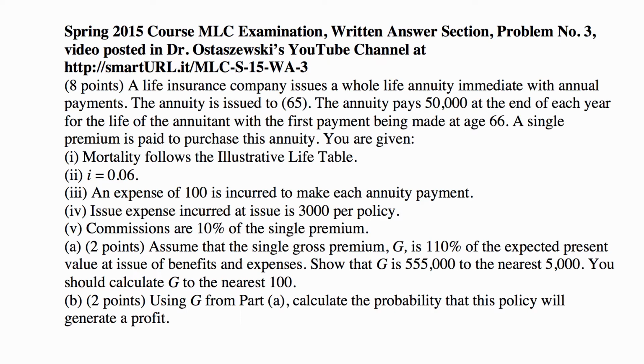Part A says, assume that the single premium G is 110% of the expected present value at issue of benefits and expenses. Show that G is 555,000 to the nearest 5,000. You should calculate G to the nearest 100. Part B, using G from Part A, calculate the probability that this policy will generate a profit.